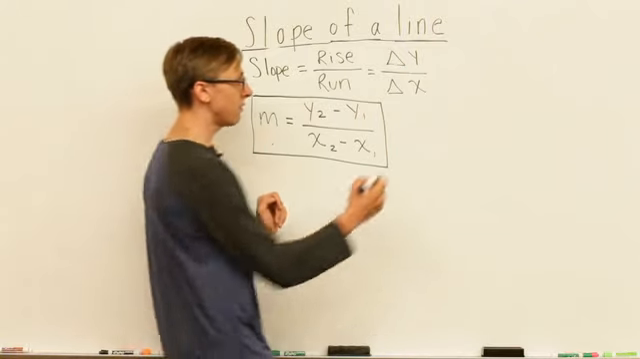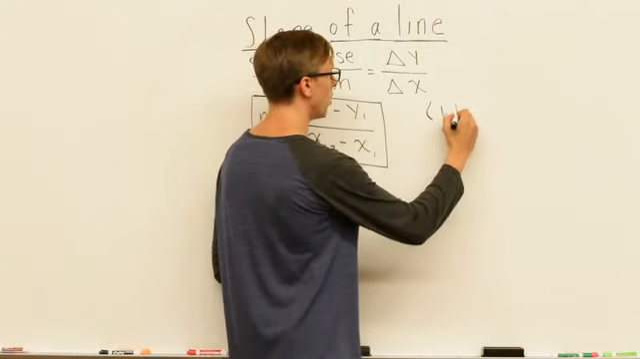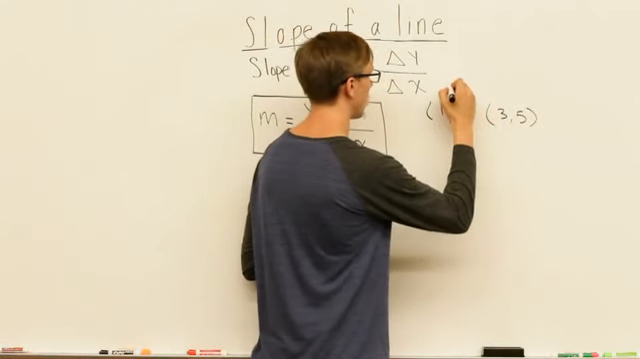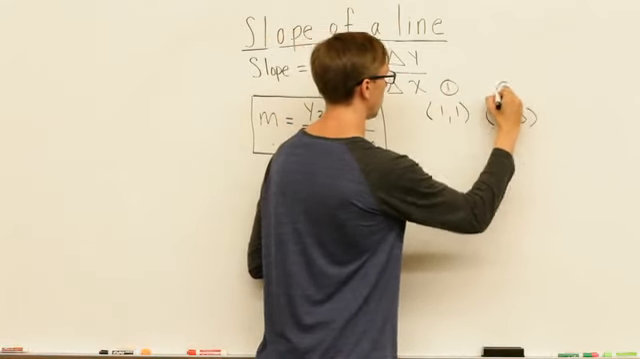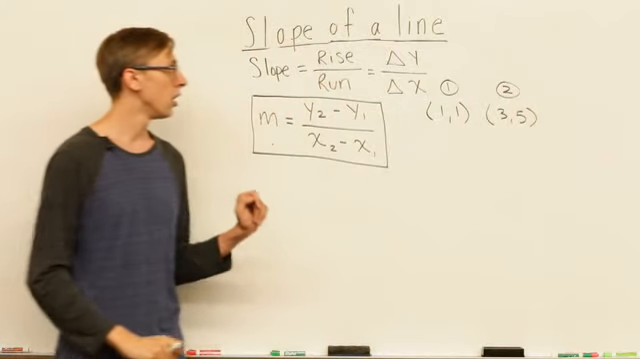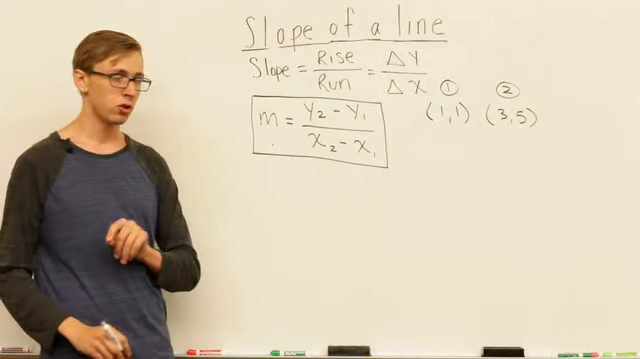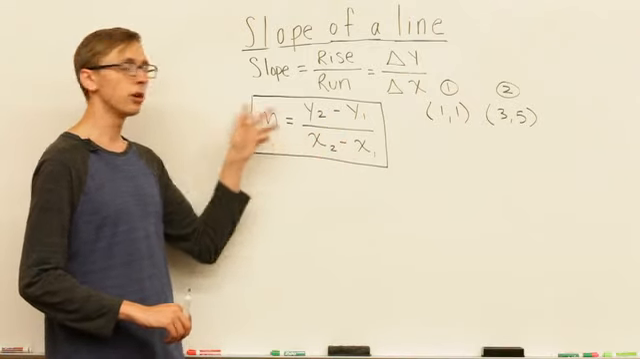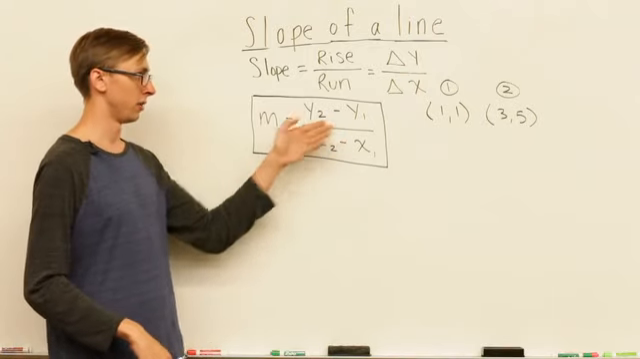So now let's say I gave you the points (1, 1) and (3, 5). I'm going to call this point 1 and this point 2. So what we have to remember to do is always line up point 2 and point 1 like this. And we're just going to plug straight into this formula right here.